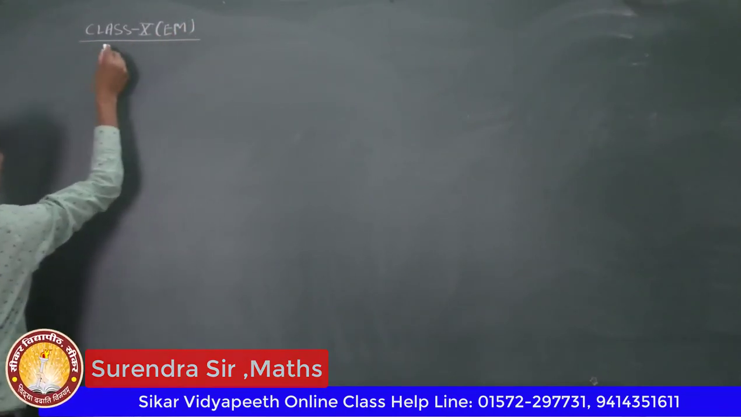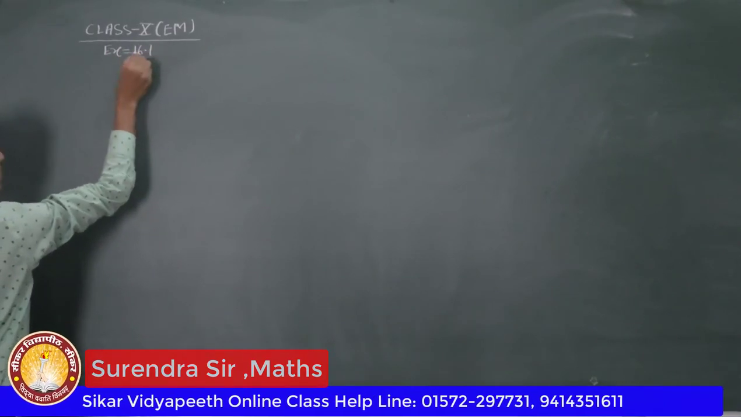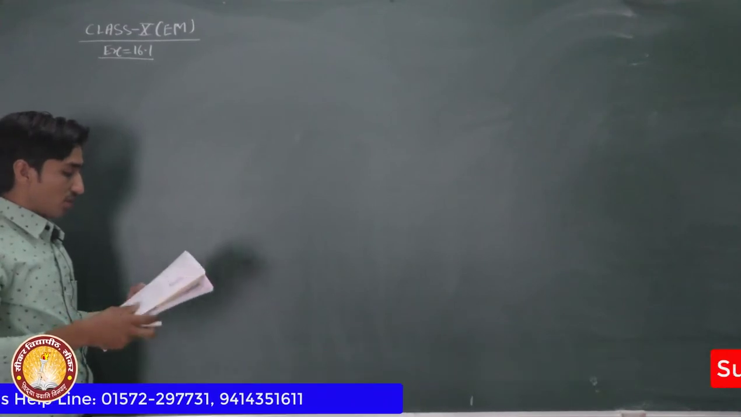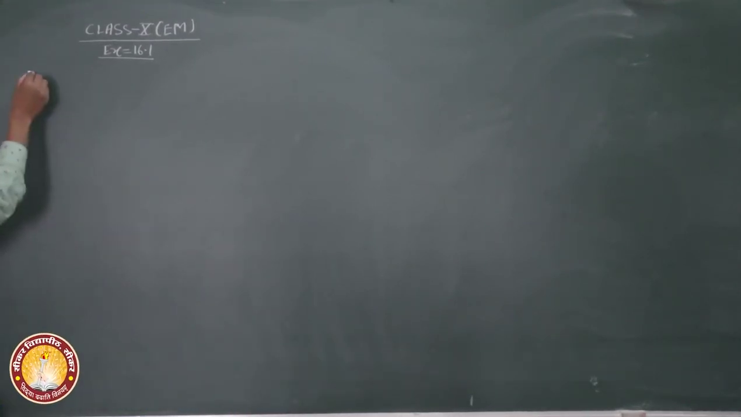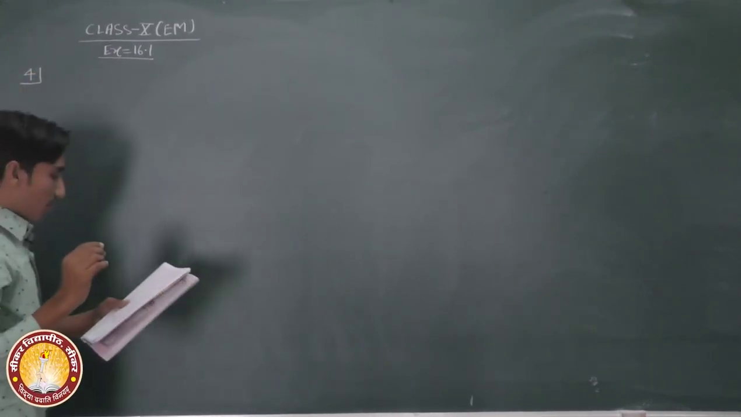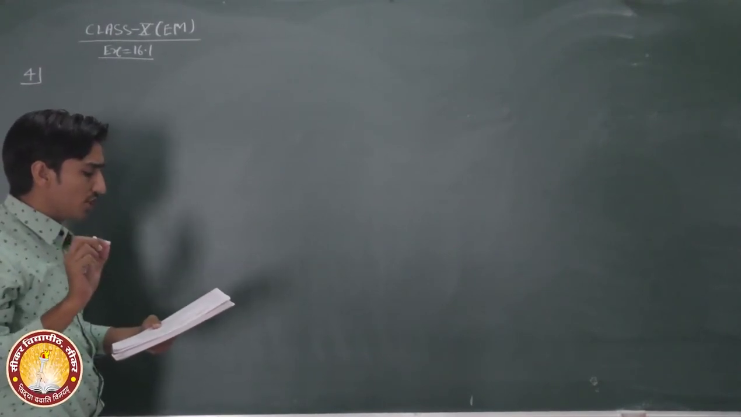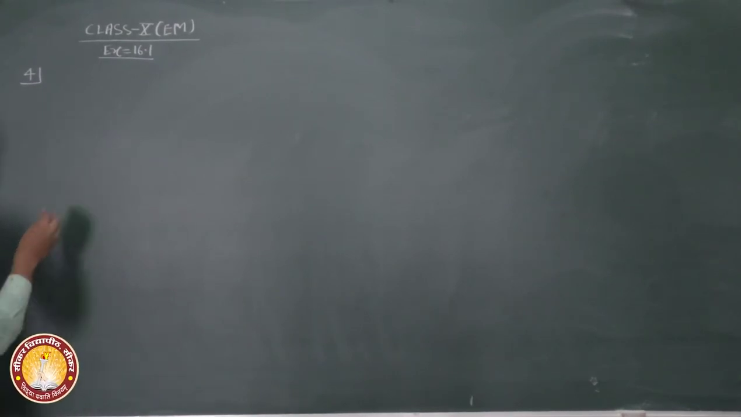Exercise 16.1. Question number 4. In question number 4, the area of each face of a cube is 100 centimeter square.